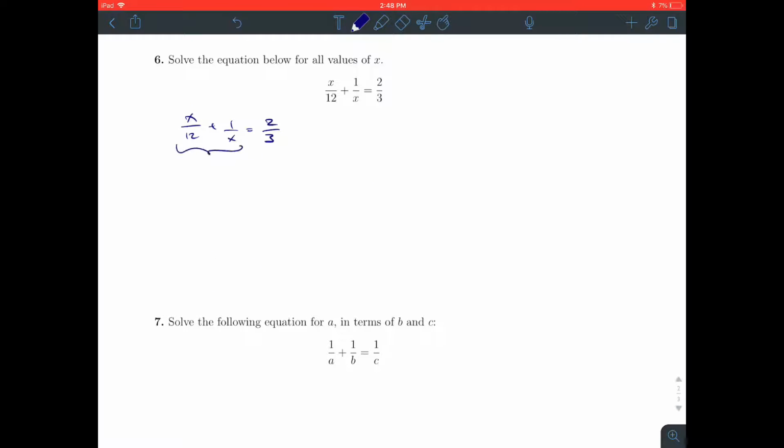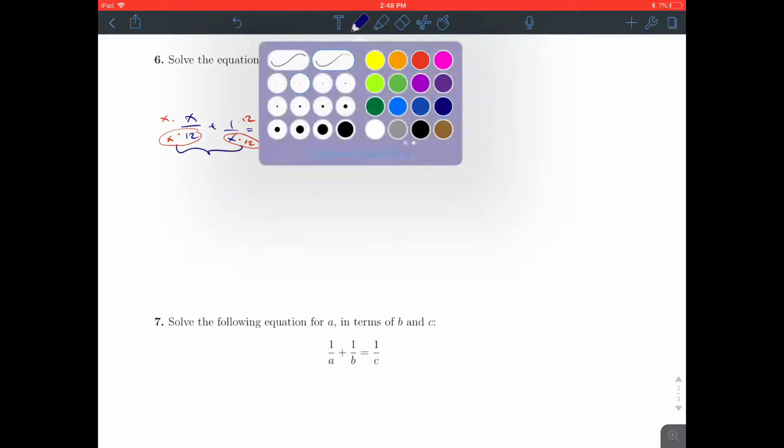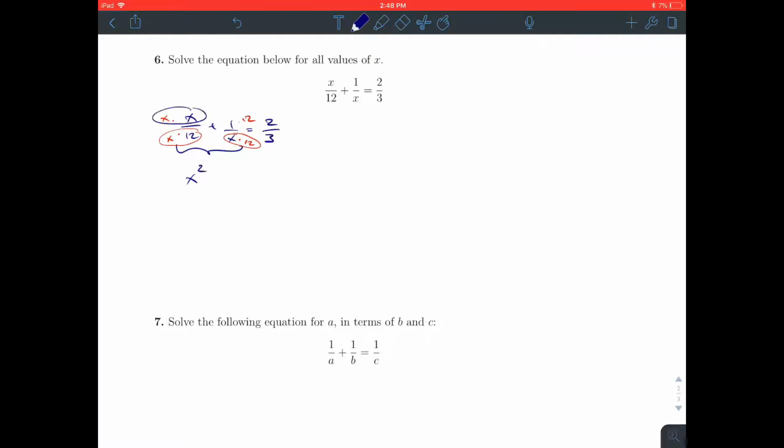So we want to add these two fractions. In order to add two fractions, we need a common denominator. So I'm going to try to convert these to 12x. So I'll do times x on top and bottom. I'll try to convert this one to 12x. I'll do times 12 on top and bottom. That gives us x times x, x squared, over x times 12, 12x, 1 times 12, 12, x times 12, 12x. This all equals 2 over 3. Now that we have a common denominator here, we can add our fractions to make one fraction. We get x squared plus 12 over 12x is equal to 2/3.